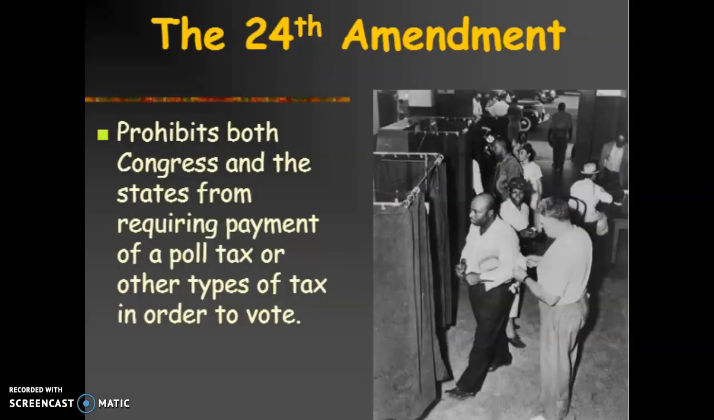The 24th Amendment was passed during this time period that we're talking about, the Civil Rights Movement, and this prohibits both Congress and the states from requiring payments of a poll tax or other types of taxes to vote. So people were able to vote and didn't have to pay anything, and that's a good thing. So everybody was able to vote, no matter their social standing.